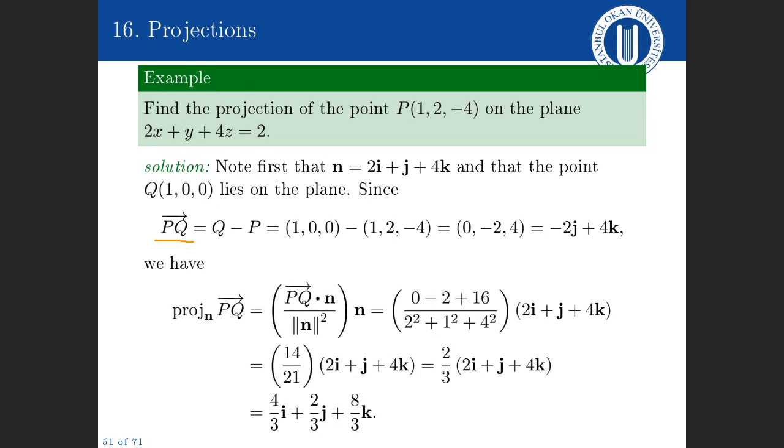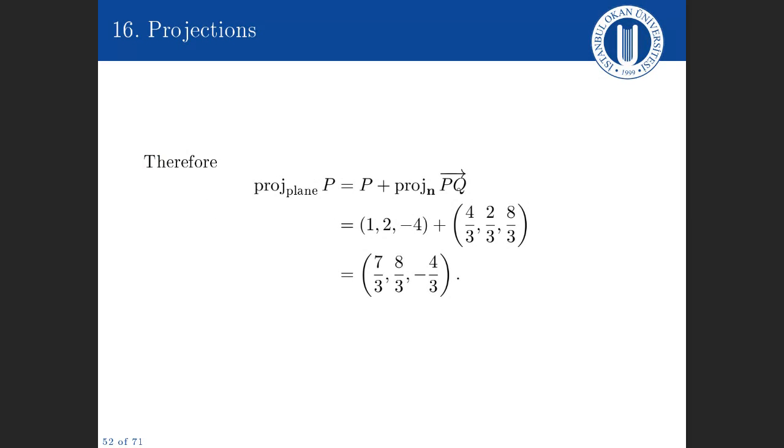We can calculate PQ. We can calculate the projection of PQ onto n. We know how to do projection of a vector onto a vector. And then after we have those, we can do P plus the projection of PQ onto n. And I leave it for you to check that the answer to this question is 7 over 3, 8 over 3, minus 4 over 3.